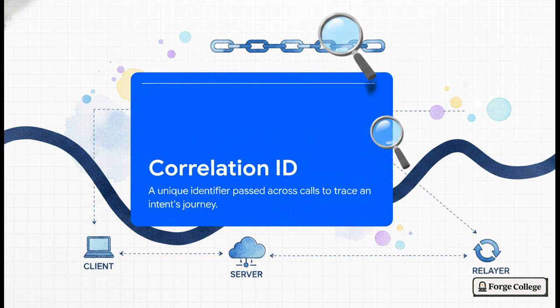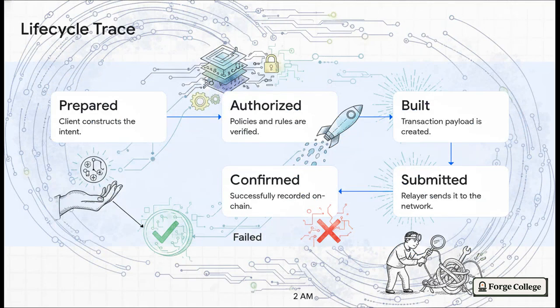This introduces one of your absolute best friends in backend architecture, the correlation ID. So the crucial point is that this acts as an essential tracking number for your transaction intent. It gets passed seamlessly across the client, the server, and the relayer calls. Without it, you're flying completely blind across multiple distributed services. But with it, you can accurately trace a single intent's entire complex journey across your distributed systems from start to finish. And this brilliantly illustrates how we use that ID.